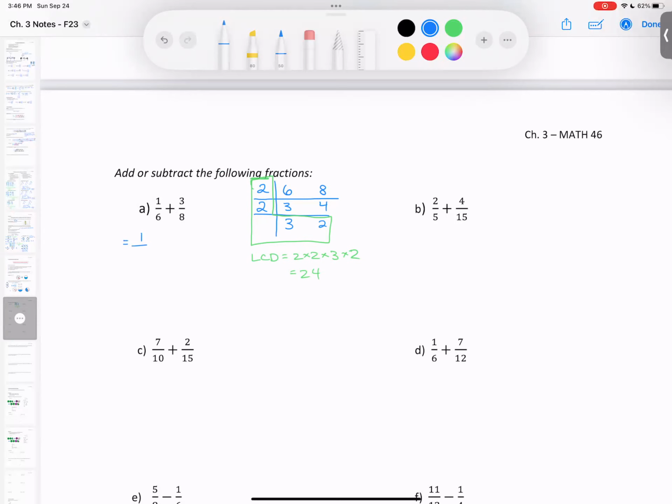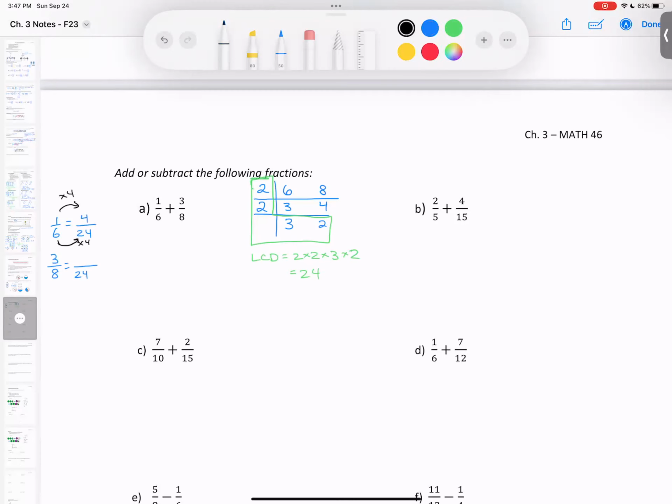Maybe we'll just do it on the side here. We've got 1/6, and we want that to be some number over 24. We have 3 over 8, and we want to convert that to an equivalent fraction over 24. For that first one, what did we have to multiply to get from 6 to 24? Here we had to multiply by 4. So on top, we're also going to multiply by 4, leaving us with 4 over 24.